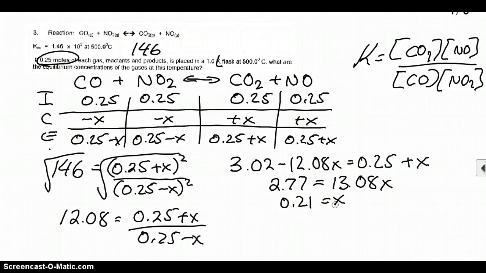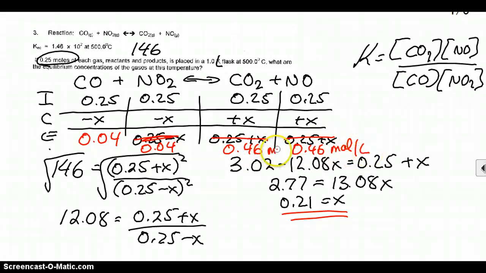So our reactants, the reactants, 0.25 minus x. Well, if we take 0.25 minus x and we've now solved for x, these will now be 0.04 moles per liter, and that will be both of them. 0.04. And the products, 0.25 plus x, well, that's going to now become 0.46. 0.46. All these concentration units are in moles per liter. So we're going to just throw in the units there.